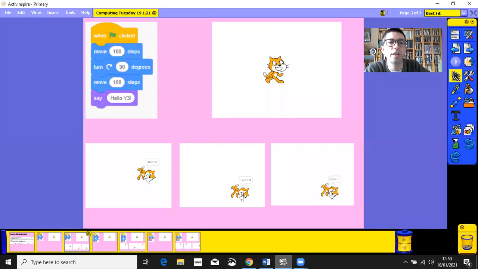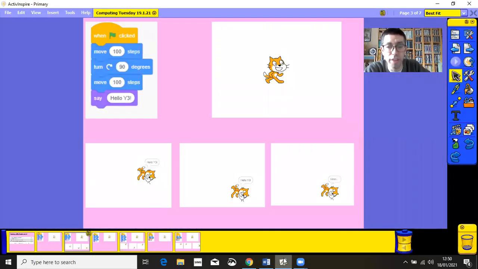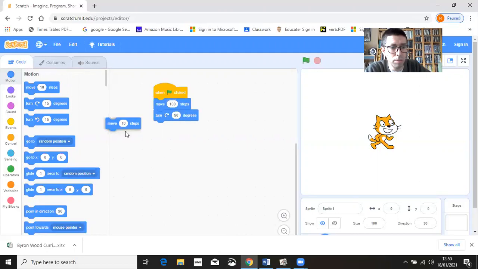It was turn 90 degrees clockwise. Here's my turn clockwise. That says 15 degrees, and it needs to say 90. Okay. What was the next instruction? Move another 100 steps. Move, it says 10 steps. I need it to say 100.